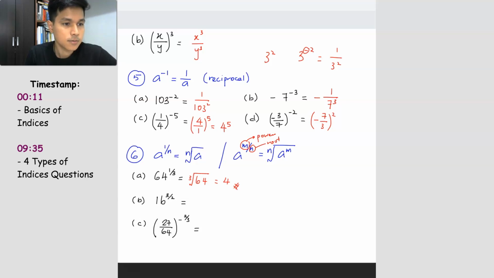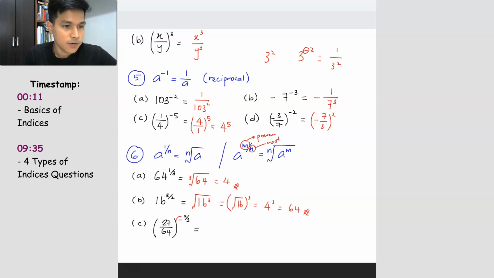Next, 16 power 3 over 2. So like I said, 3 over 2, the 3 is the power, the 2 is the root. So of course you can write like this. I said it doesn't matter, right? The sequence doesn't matter. But it will be easier if you square root first, because we know square root 16 is 4, right? So we can actually do the square root first. It will be easier than doing this. Okay, so you get 4 cube. Answer is 64. Clear? Alright, last one.